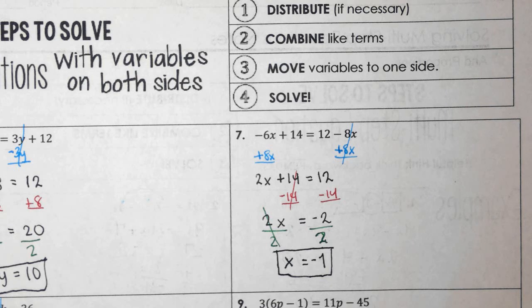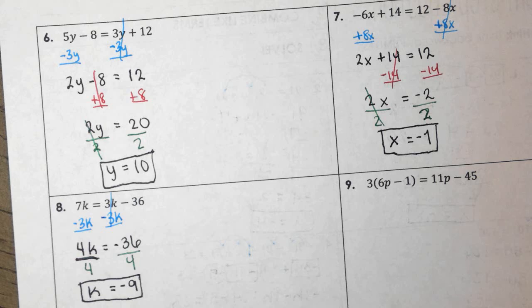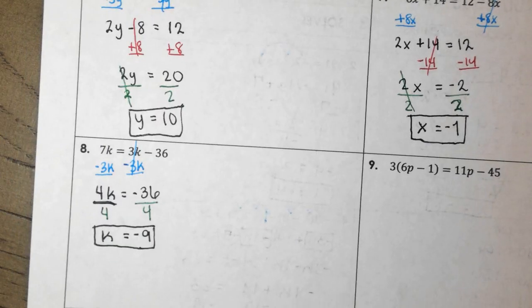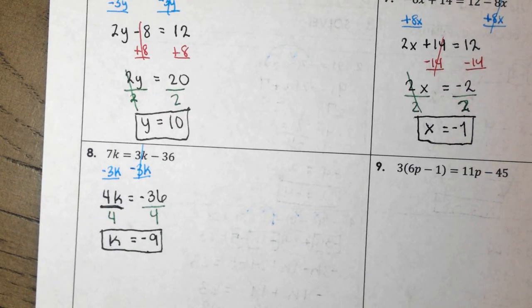So if you can't avoid it, try to avoid it at all costs. But if you can't, work with it. There'll be certain situations where you can't avoid it. Like, for example, down here, it worked out for me, but on number 8, I only had one choice. I didn't have a choice to move 7k, because if I were to move 7k, there would have been nothing left on this side of the equation. My only choice was to move 3k over to this side. So whether that was the bigger variable or not, I would have had to move this variable to the left in this problem. So you have no choice when it's a situation like this.